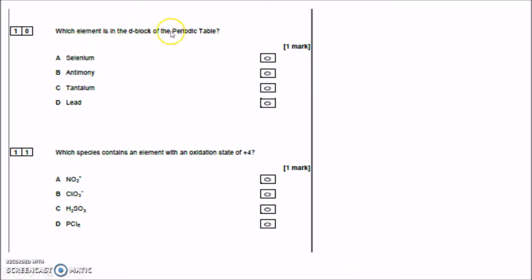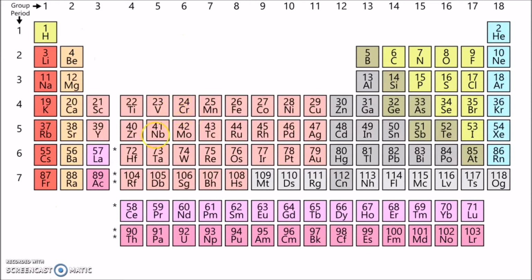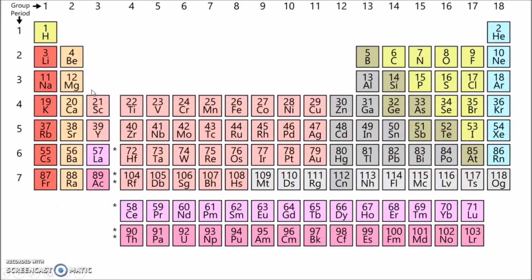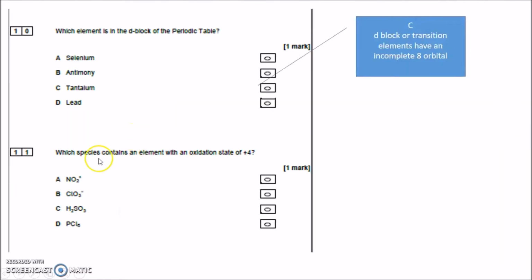Question 10. Which element is in the D block of the periodic table? A D block element is sometimes called a transition element, and they appear in this block here in the middle. So you're looking for something in the middle here in this block. You've got group 1, group 2, then you've got groups 3, 4, 5, 6, 7 and 8. You're looking in this block here, something in this middle block, and something that's on the list here. Tantalum is here. Yep, so you could identify it in this middle block. Anything in the middle block is a D block element, sometimes known as a transition element. So your answer is C.